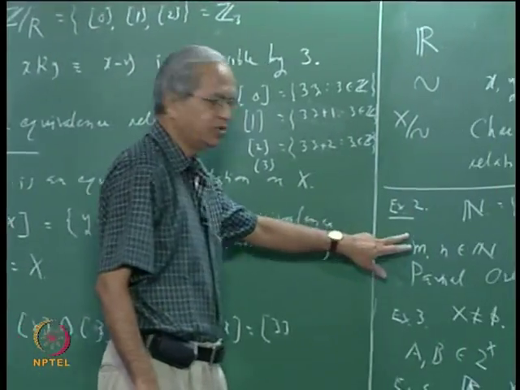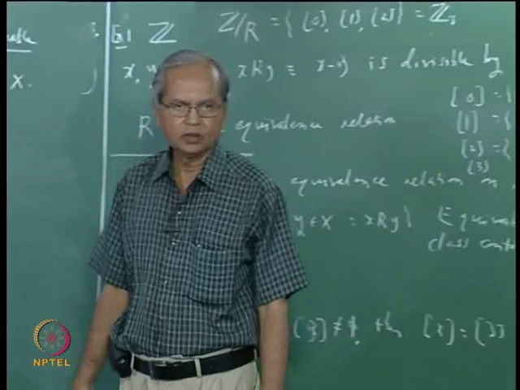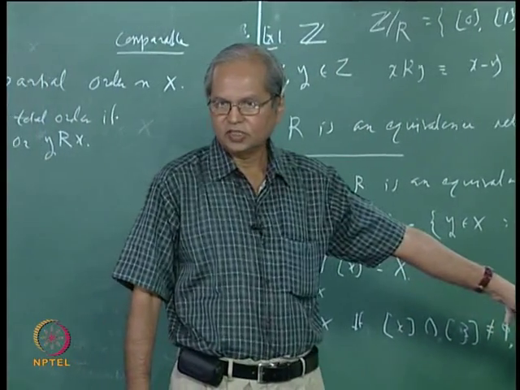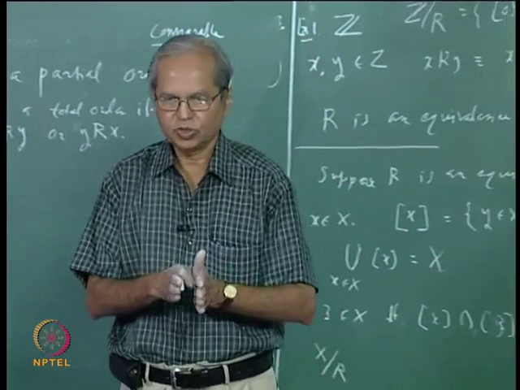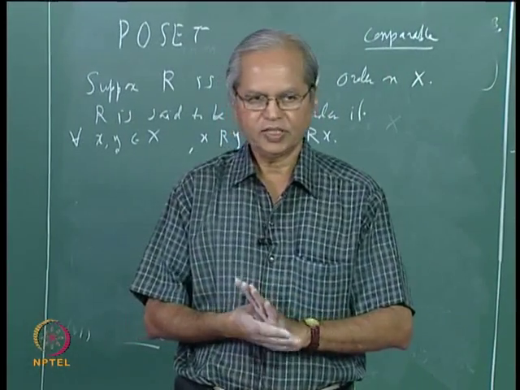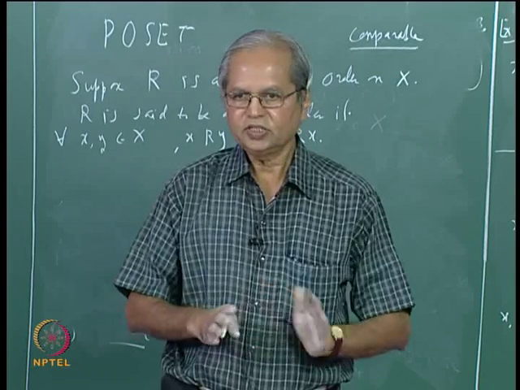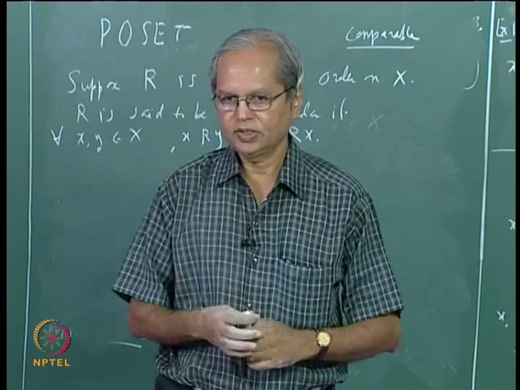Look at the last example here. If you are given two real numbers x and y, then either x must be less than or equal to y, or y must be less than or equal to x. So that is an example of a total order.